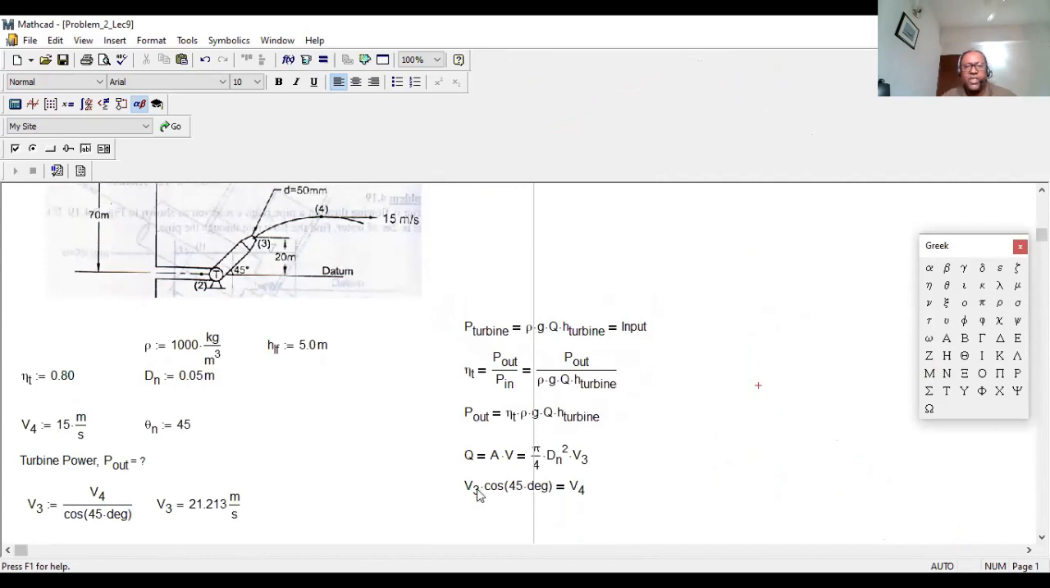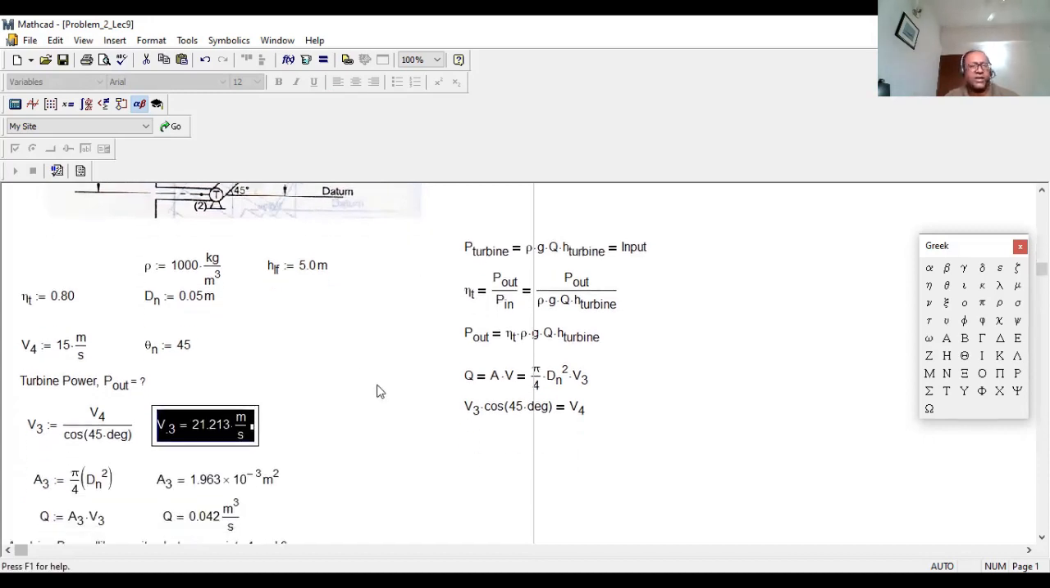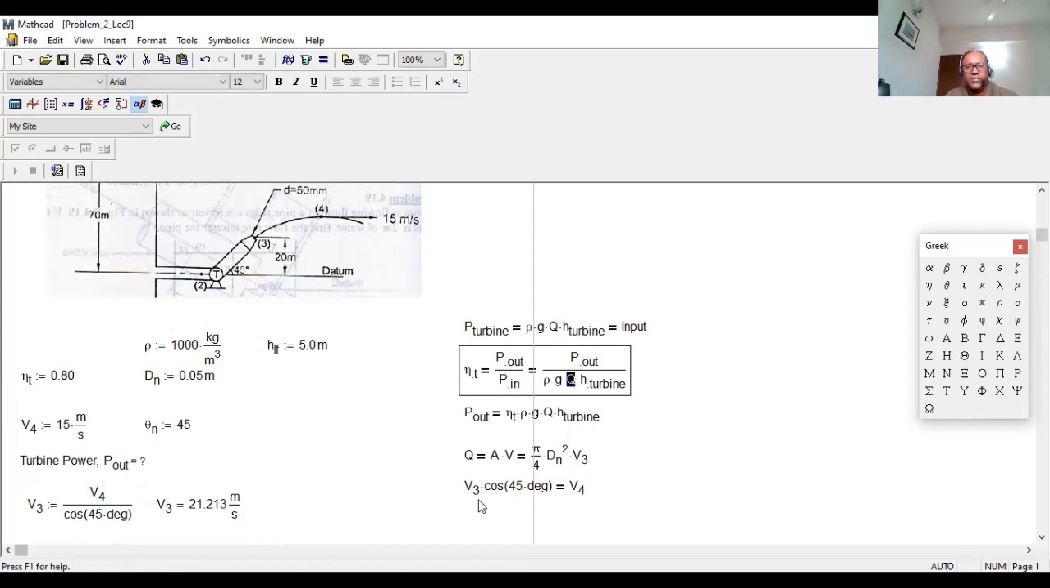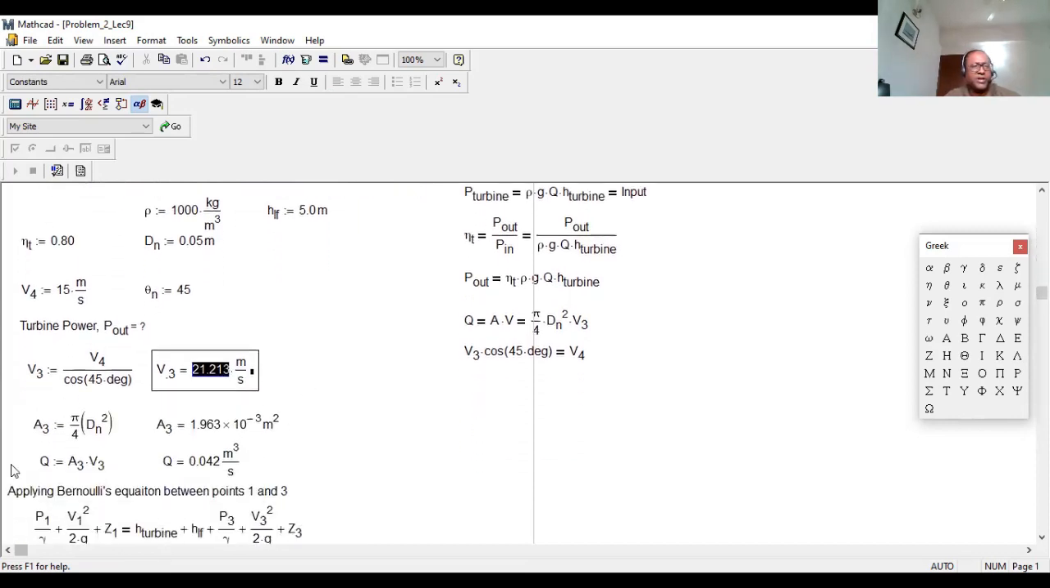So you see, V3 cos 45 will be equal to V4. So from here we can figure out V3. Now we are applying Bernoulli's equation. V3 is there, and we need to figure out the turbine power, so we need the Q. How do we get the Q? V3 is given, you figure it out right over here, and you multiply by the area to get the Q. So Q is equal to A3 into V3. So this is the Q.